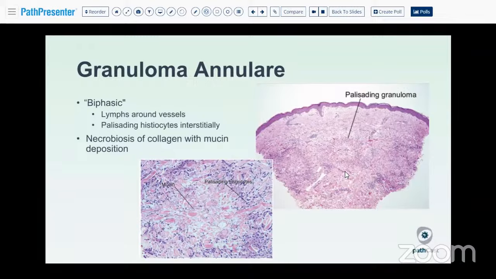Granuloma annulare is another busy dermis entity. This is characteristically a biphasic inflammatory infiltrate. For me, this is a nice clue at low power. What I mean by biphasic is that there is usually a somewhat cuffed lymphocytic infiltrate around the vessels, and then a separate infiltrate that is a palisading histiocytic infiltrate interstitially. In that palisading component, we have necrobiosis of collagen, a little bit more about that later in the lecture. And this one characteristically has mucin deposition associated with that necrobiosis, giving a kind of bluish tinge to that necrobiosis with a palisade of histiocytes around it.